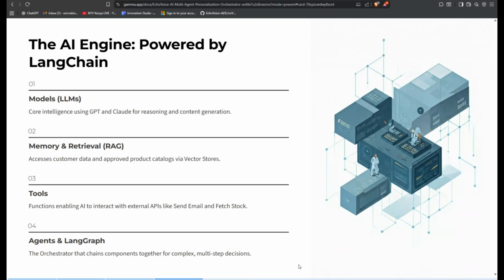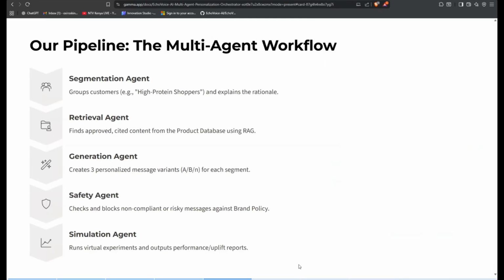And obviously, we have the agents and LangGraph, the orchestrator that chains all the other parts together to form a complex multi-step decision making. And looking forward to the pipeline, what are we building? The multi-agent workflow. Our multi-agent is going to start with the segmentation agent, and segmenting customers is the first aspect for marketing, whereby you can derive a goal and achieve towards the business function.